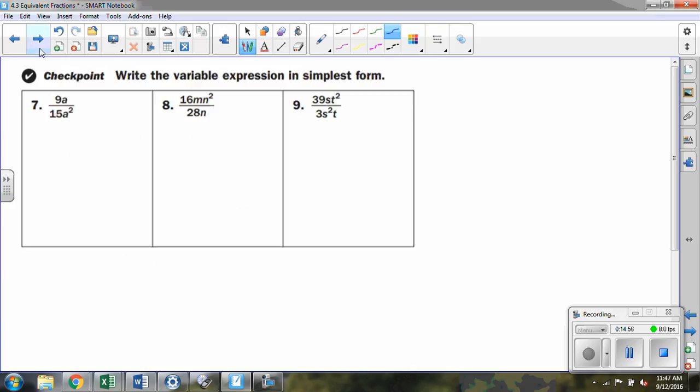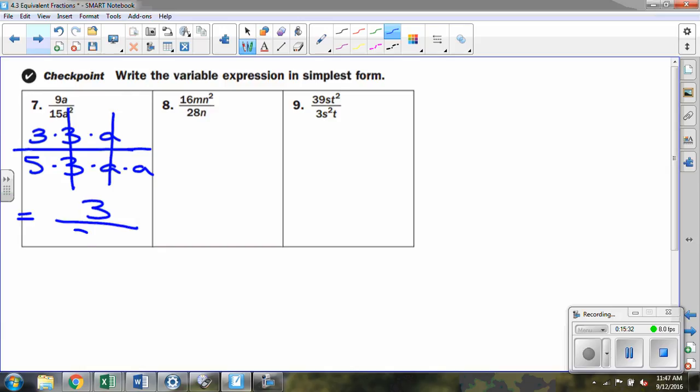So, let's go through all 3 of these. How would we factor 9a? 9 is equal to 3 times 3, and there we have an a. Then we have 5 times 3 times a times a. Which pieces will divide out? Which pieces cancel? 3's cancel, a's cancel, and so what got left behind? 3 over 5a. We have simplified our fraction of monomials.